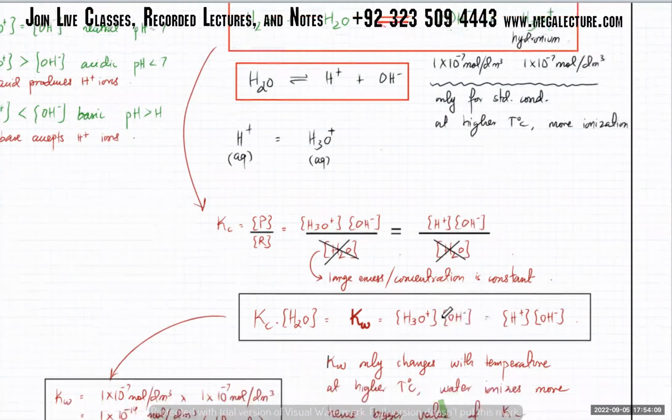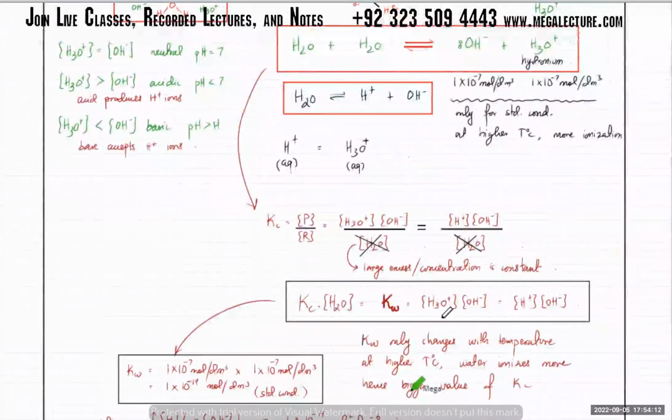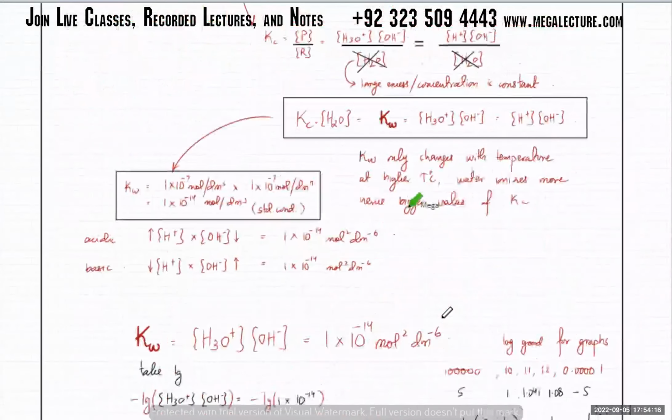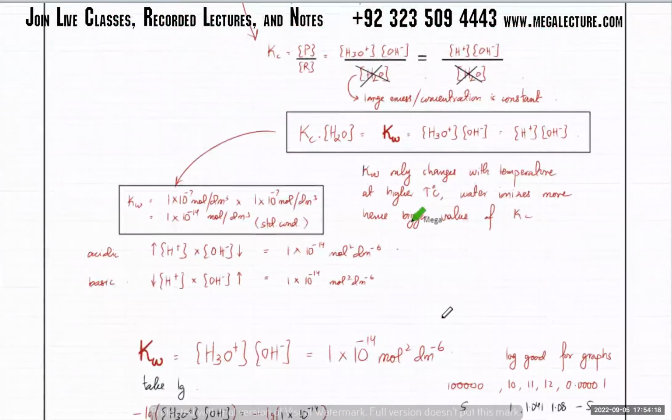That's Kw, and Kw has a constant value. That value does not change. It's like an equilibrium constant. It's got a constant value, which is that in pure water at 25 degrees, standard conditions, it's 1 times 10 power minus 7. The other ion is also 1 times 10 power minus 7 mole per dm cube. If you multiply the two, you get 1 times 10 power minus 14. And that's constant. Kw is constant. No matter what you do, the equilibrium value will not change unless you change the temperature, okay?